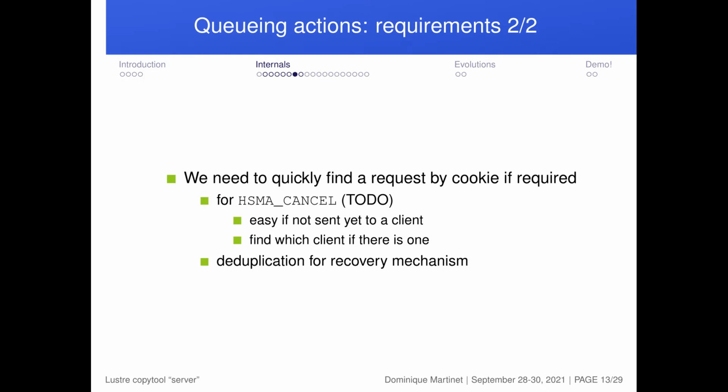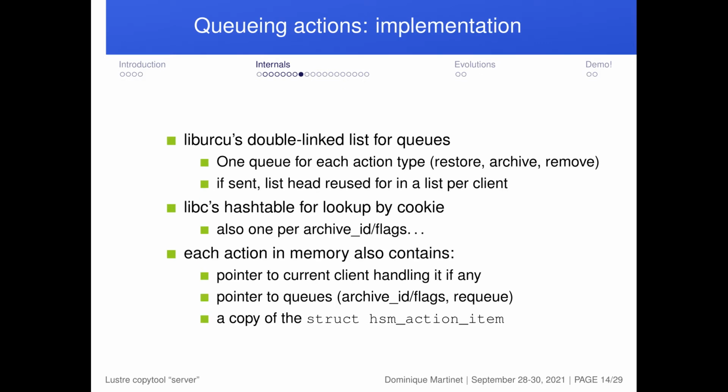So what does this give in practice? It's implemented. We use liburcu's doubly linked list, so it's a simple list head as we see in the kernel. There's one queue for each type of action, for each flag and archive ID. So we have restore, archive, and remove queues for each of these. If the request has been sent, we also have lists for the client. So it's either in the restore, archive, or remove queue, or in the client list.